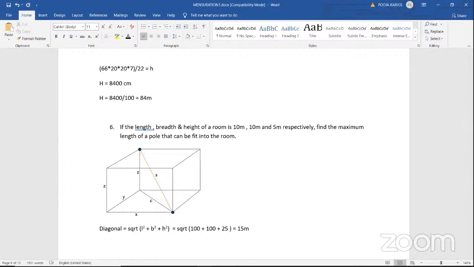15 meters. Okay. Suppose you don't remember the formula, then find the diagonal of the floor C, then you have Z and C. Find length of S using Pythagoras. Okay. Understood? Any doubt in this? No.